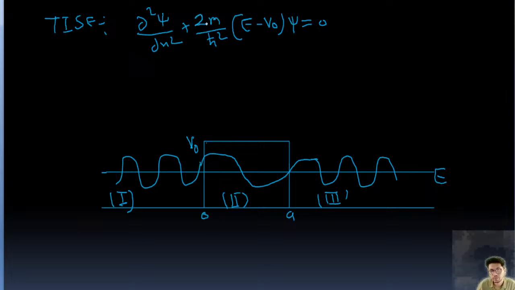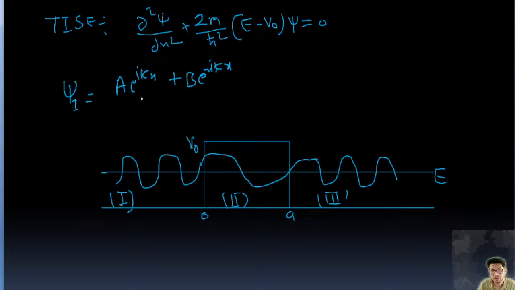The wave function for region 1, that is psi 1, is going to be a e to the power iota kx plus b e to the power minus iota kx. This is the wave function for the first region.